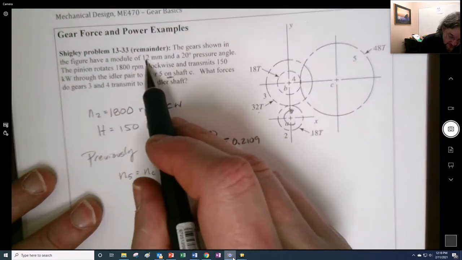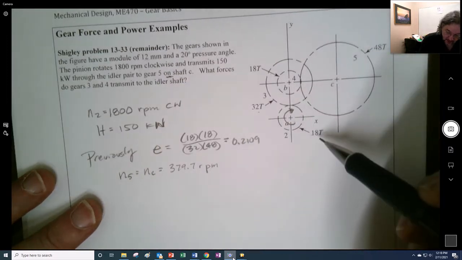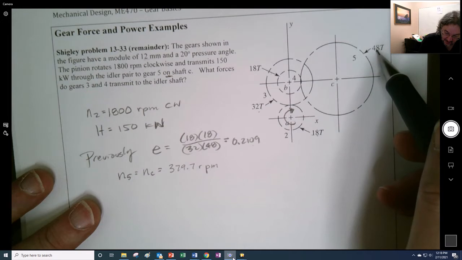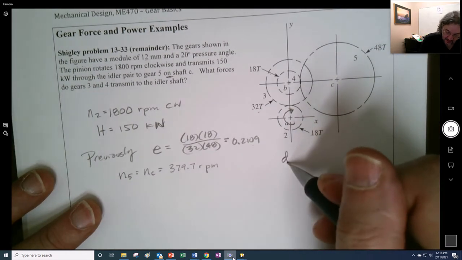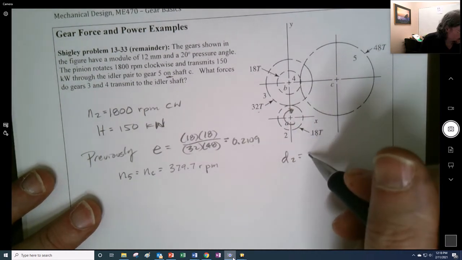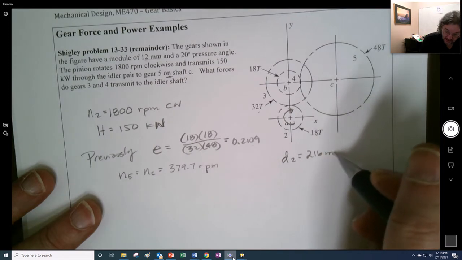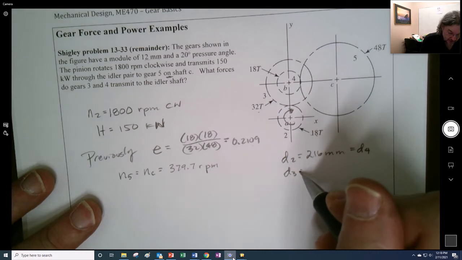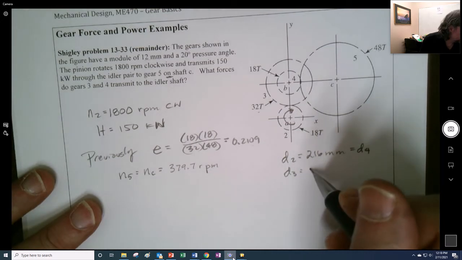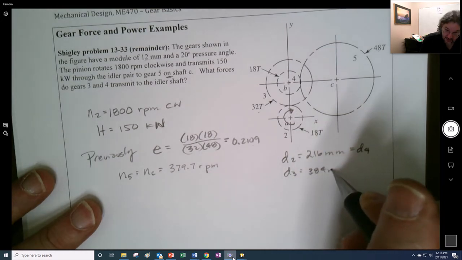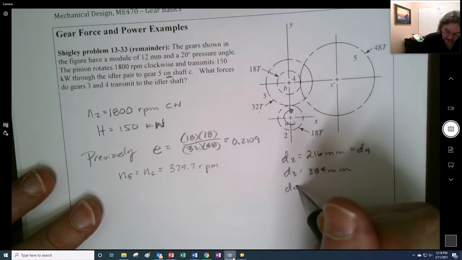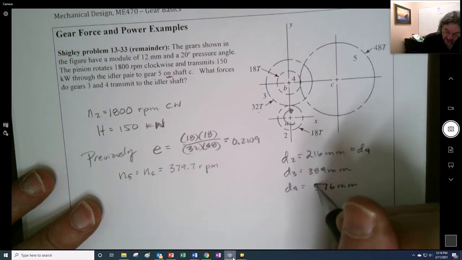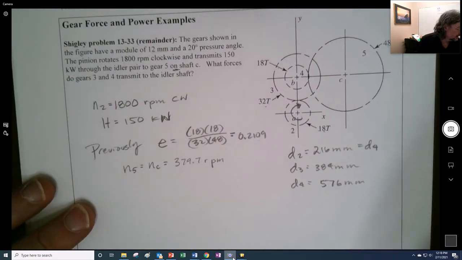This had a module of 12 millimeters, so we multiplied 12 by 18, 12 by 32, and 12 by 48. So we know that the diameters of each of these were going to be 216 millimeters, which is also what D2 was. D3 was 384 millimeters, and D4 is 576 millimeters. I say was, but it still is.